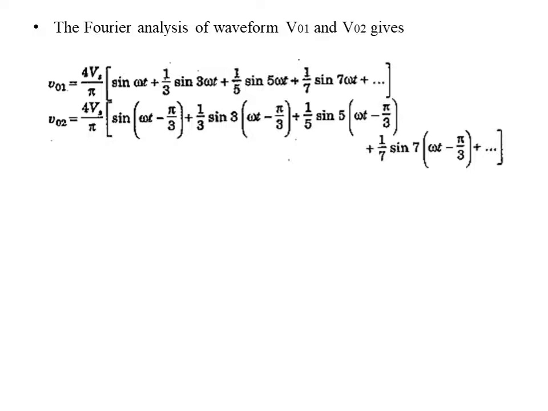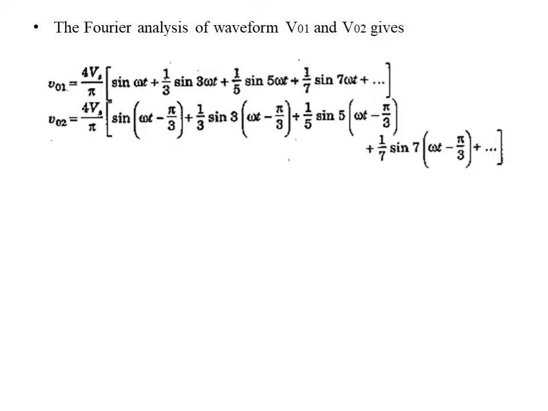Whereas for V02, the Fourier analysis of the output voltage waveform from inverter 2 is V02 equal to 4 Vs divided by pi multiplied by sine omega t minus pi by 3 plus 1 by 3 sine 3 omega t minus pi by 3 plus 1 by 5 sine 5 omega t minus pi by 3 plus 1 by 7 sine 7 omega t minus pi by 3, and so on.